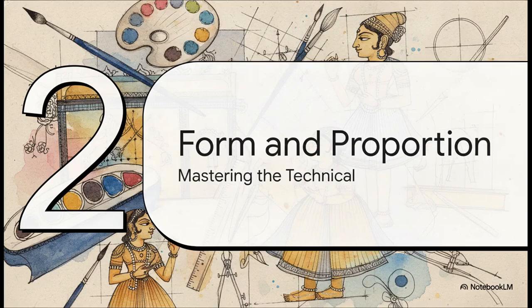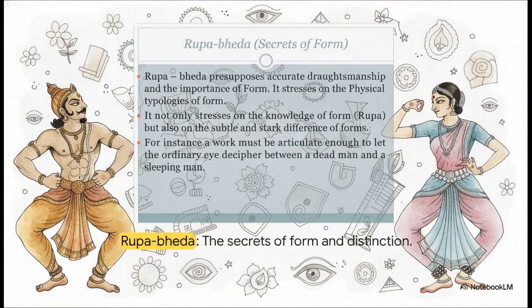Moving on to Section 2, Mastering Form and Proportion. Time to get into the technical side of things. So, the absolutely crucial starting point is Rupa Beta, which translates to the distinction or the secrets of form. Rupa means form, both the visual form we literally see with our eyes and the mental form we perceive with our soul. Beta means difference.